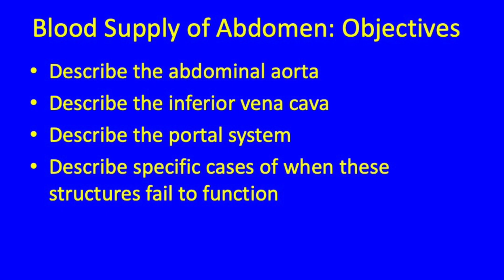In this second part of the retroperitoneal lecture, I will describe the pertinent structures of the abdominal aorta, the inferior vena cava, and the portal system. I will present brief examples of what happens when these vessels fail to function properly. Let's begin.